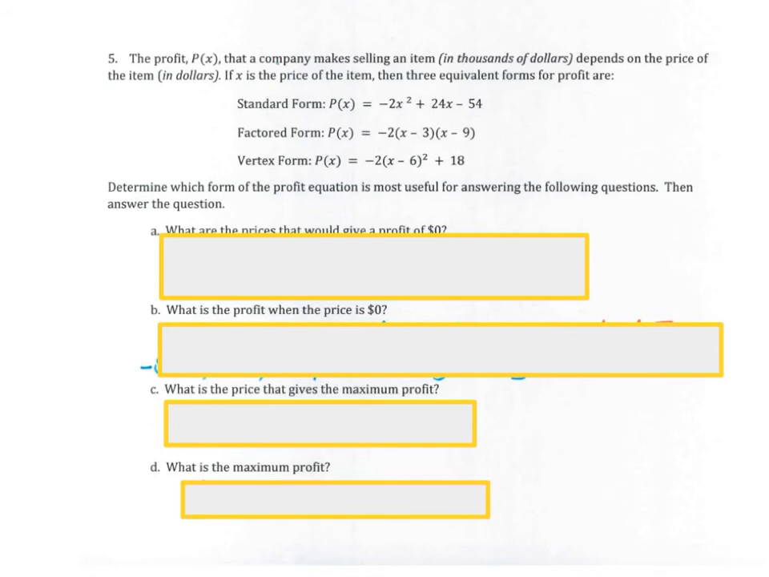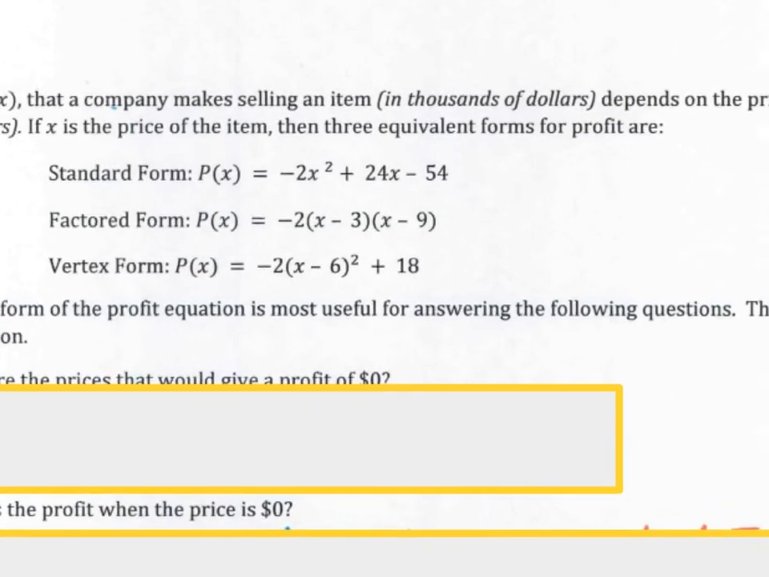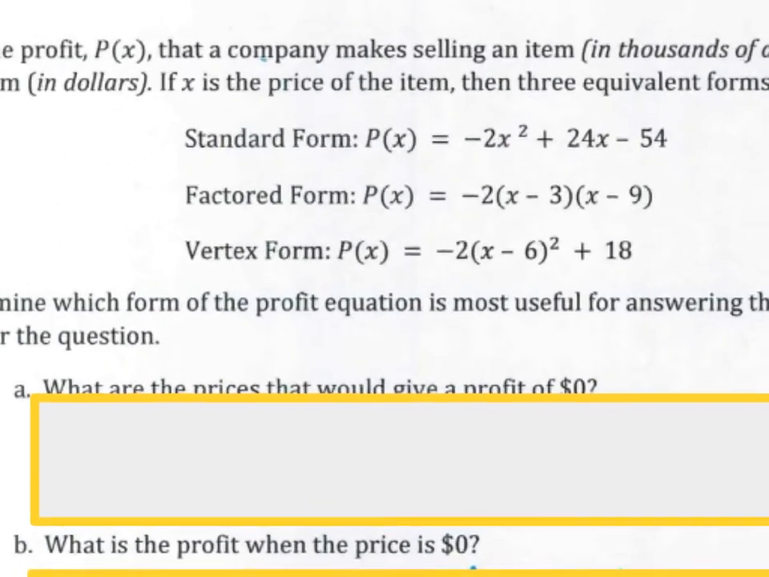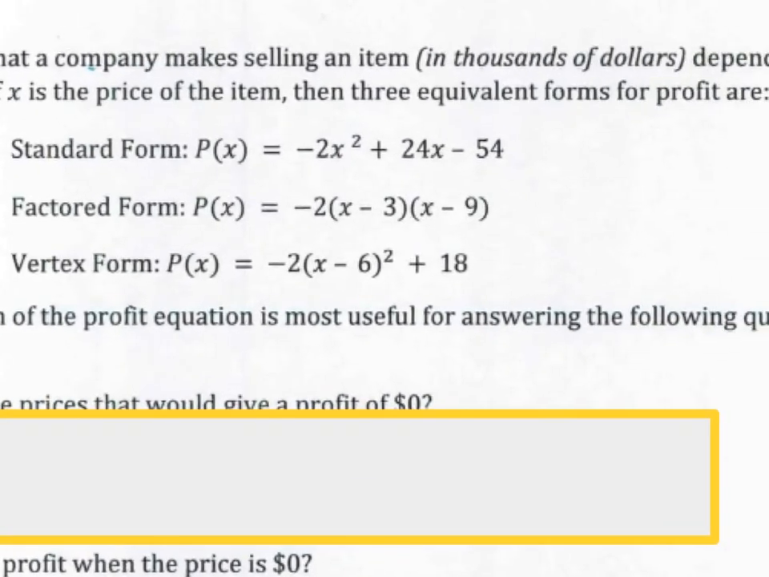Now, as I'm looking through, just by gathering some information here, I know that we're going to have a y-intercept at -54, because standard form tells me a y-intercept at -54. I'm going to have x-intercepts at 3 and 9. And then my vertex is going to be at 6, 18. All right, so I'm just going to go through and kind of jot down what each piece of information has given me.